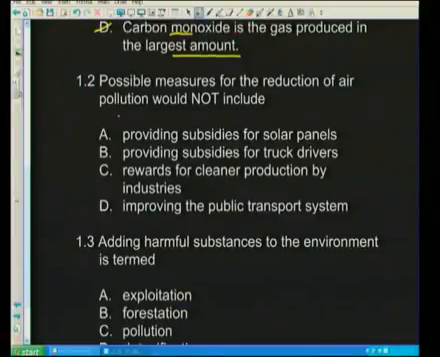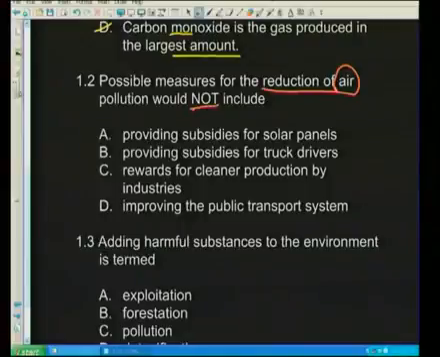Right, it says, possible measures for the reduction of air pollution would not include. Now, so many times you read it and you don't see that word not. So you think, okay, possible measures for the reduction of air pollution, and you go and make your choice. So that little word not is very important. Right, let's look at your choices. A, providing subsidies for solar panels. Now, a solar panel is definitely going to reduce the amount of carbon dioxide produced.